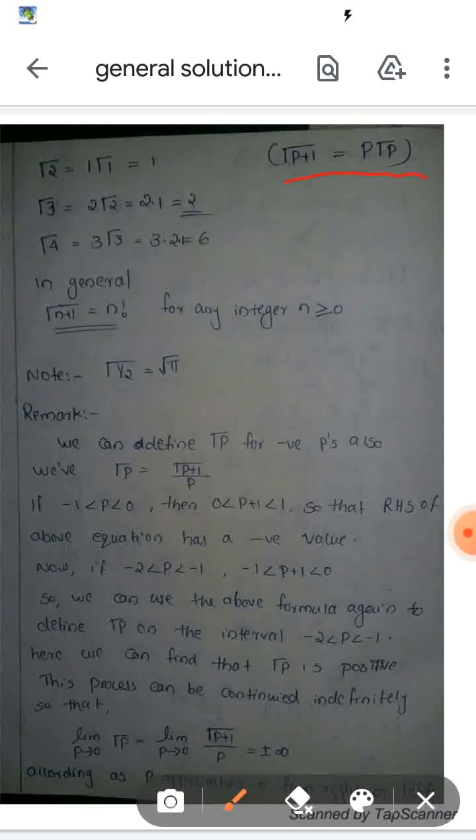Then next, if minus 2 less than p less than minus 1, then minus 1 less than p plus 1 less than 0. So we can use the above formula again, to define the gamma p on the interval minus 2 less than p less than minus 1. Here we can find that gamma p is positive. This process is continued indefinitely. Then we get limit p tends to 0 gamma p equal to limit p tends to 0 gamma p plus 1 divided by p. That's equal to plus or minus infinity, accordingly, as p approaches 0 from right or left.